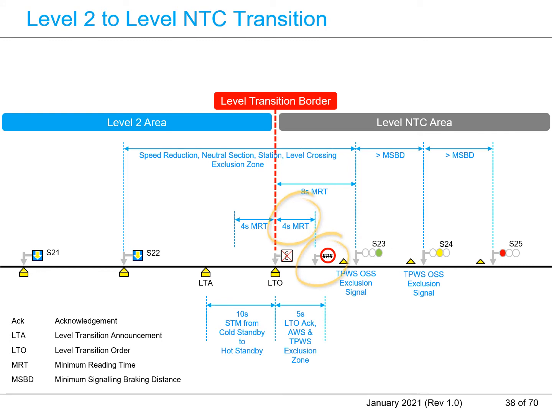The imperial unit (MPH) speed board will be required beyond the level transition border to remind the train driver regarding the maximum permissible speed value in the level NTC area. The maximum permissible speed value will not be indicated on the driver machine interface (DMI) when the ETCS on board changes from level 2 to level NTC. The distance between the imperial unit speed board and the LTO Balise group is to provide 4 seconds minimum reading time for the speed board.